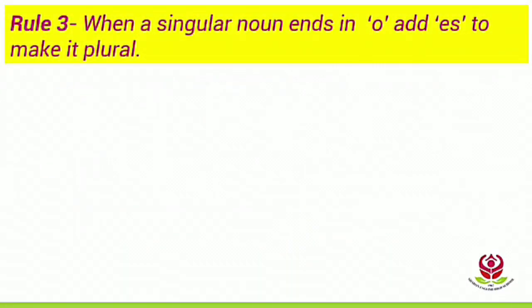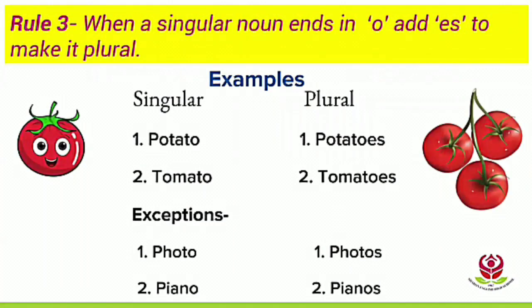Rule number 3. When a singular noun ends in O, we just add es to make it plural. Look at the examples. Potato, potatoes. Tomato, tomatoes. We just add es to the O to make it plural. But there are some exceptions. For example, photo, we just add s. We don't add es. The same applies to piano.